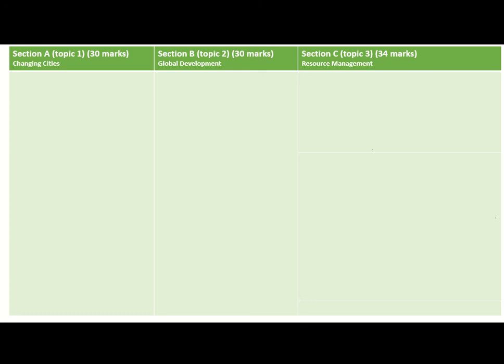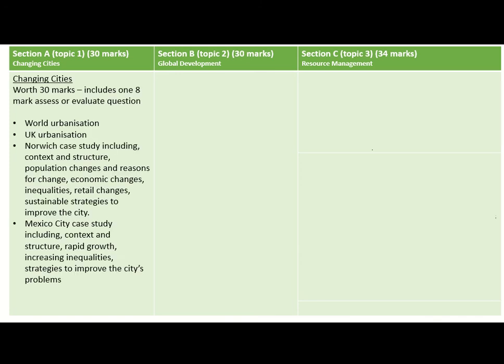Okay, so moving on to paper 2. This paper is the human geography side of things. So just like paper 1, there are 3 sections, and they are worth 30 marks, 30 marks, and 34 marks respectively. So section A is one big section looking at changing cities. So this is worth 30 marks. It will include one 8-mark question, which will be assess or evaluate.